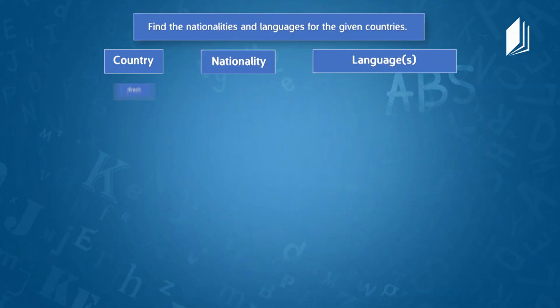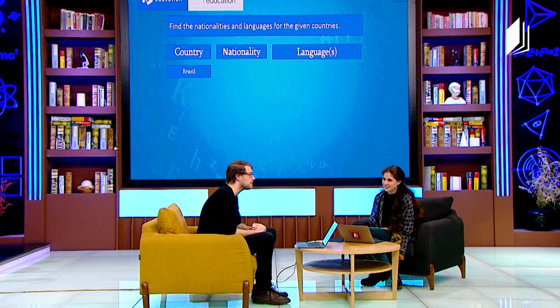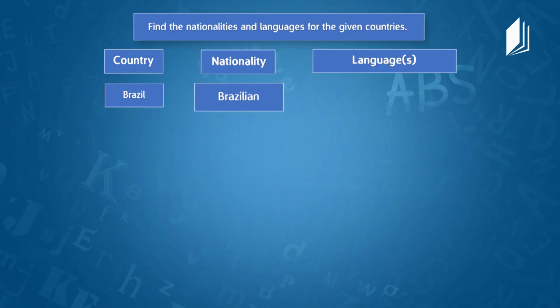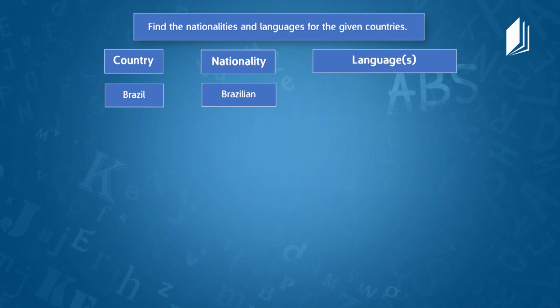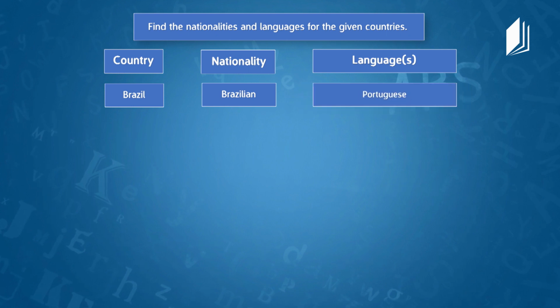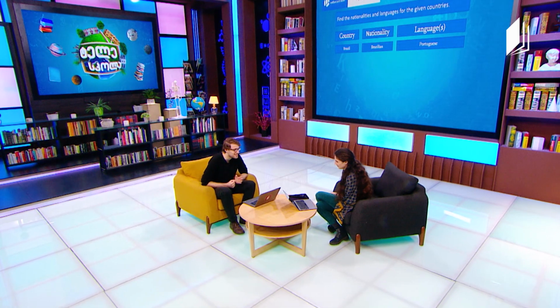Shall we start? Let's start. Our first country is Brazil. Sophie, what do you think the nationality of Brazil is? I think I know this one. For Brazil, we have Brazilian. And the language is the most important and interesting part here, right? Because the language Brazilian people speak is not Brazilian at all. It's Portuguese. It's definitely Portuguese.